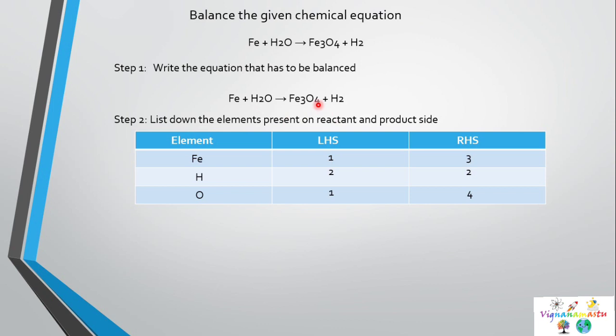So now the big question that comes to your mind is which element do I start with, or which molecule do I start with balancing? So you have to select the molecule with maximum number of atoms. Which is the molecule with maximum number of atoms? This is it, Fe3O4. Another question that comes is which element among Fe and oxygen should I select?